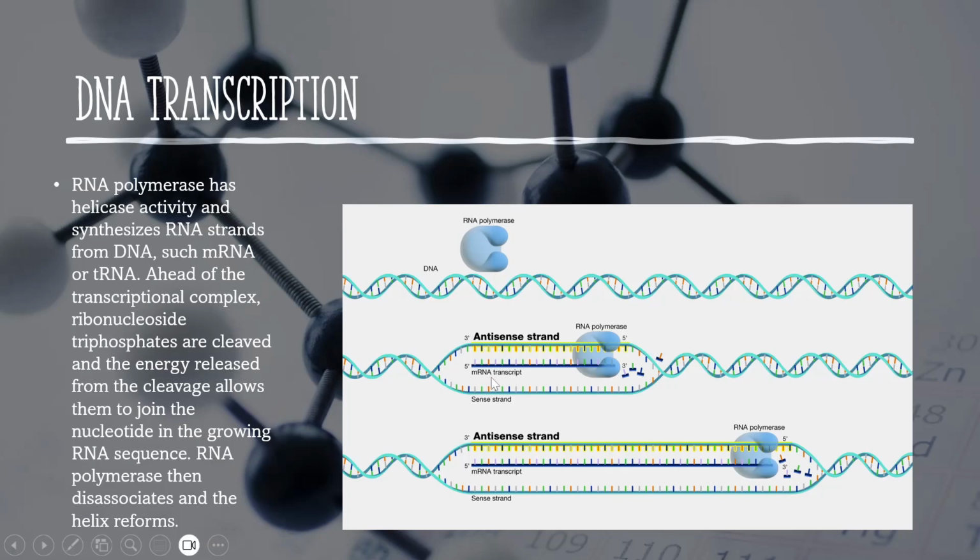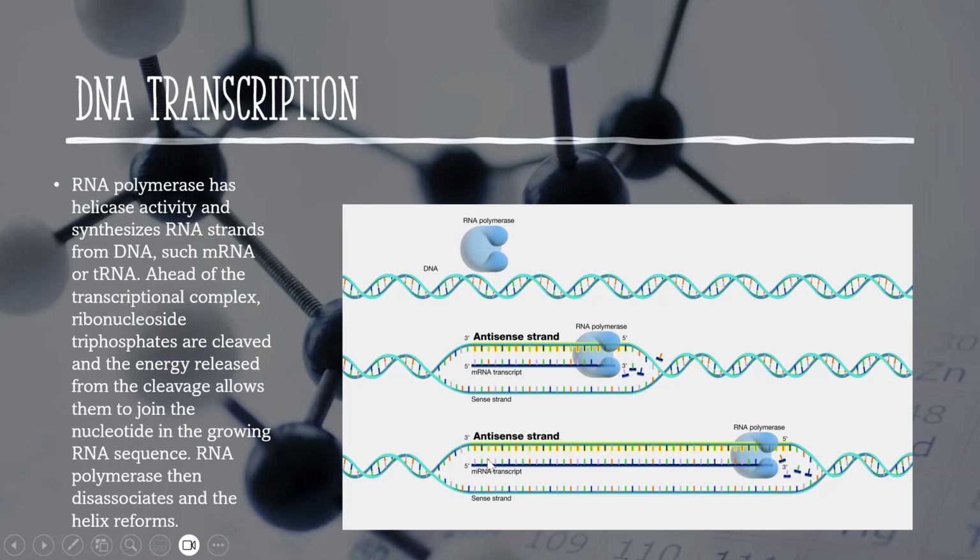So ahead of the transcriptional complex, free ribonucleotide triphosphates are cleaved just like we talked about before, but it's ribonucleotides instead of deoxyribonucleotides. Just a small difference. Those are cleaved, and then the energy from the phosphates being cleaved allows them to join in on the growing RNA sequence. So it's just this long elongation.